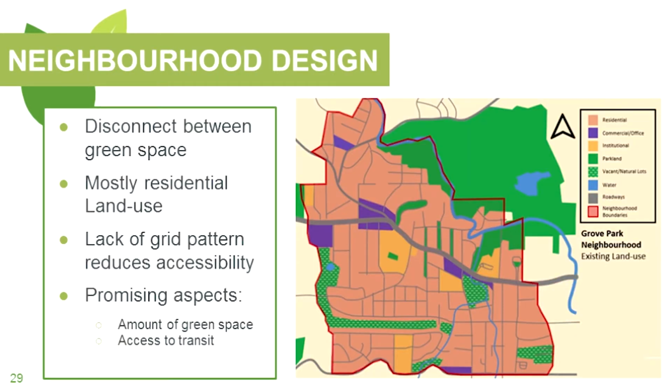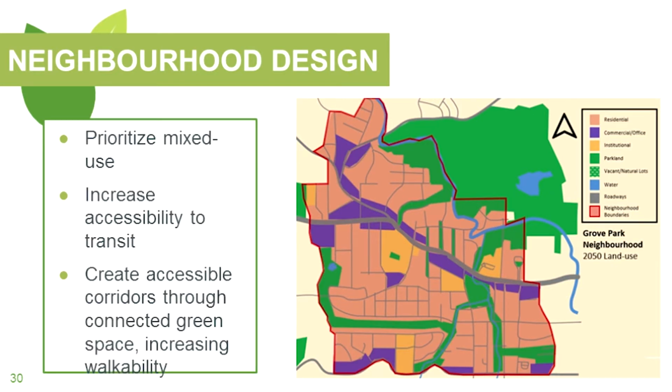Looking at a sample neighborhood design, this is the Grove Park neighborhood that already exists in Atlanta. You can see they have some promising aspects such as a lot of green space, but it's kind of disconnected. They're also starting to lack a grid pattern, which is reducing their accessibility. And all the orange here is residential land use, so it's a lot of suburban sprawl. By 2050, we're hoping that we can develop more commercial mixed use. It's a bit hard because these are homes and residential areas, so it's hard to redevelop that kind of zoning. But to make it more accessible, we're envisioning that we can connect these green spaces and turn them into accessible active transport corridors throughout the neighborhood.